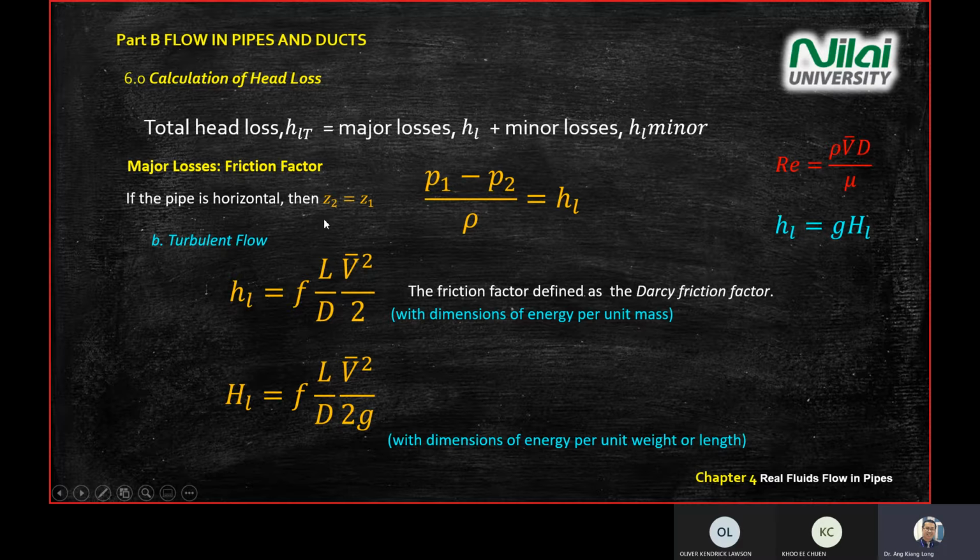Again, this equation is for when the question asks you to put your answer in energy per unit mass, then you use this one. If the question asks you to put major losses in energy per unit weight or energy per unit length, then you use the second one. Clear, Oliver and Ku?